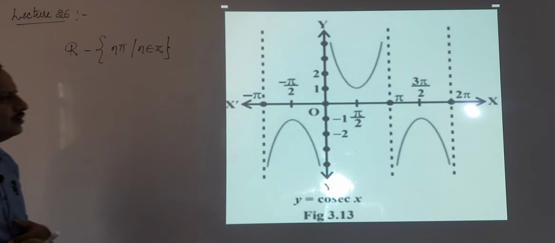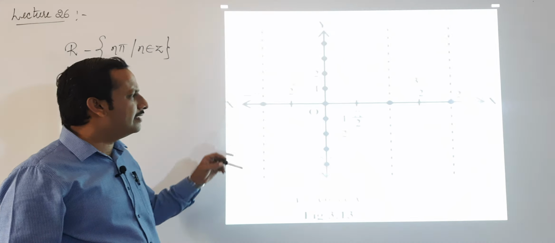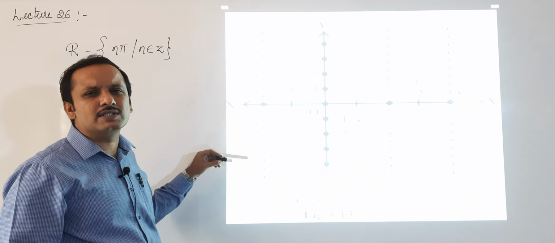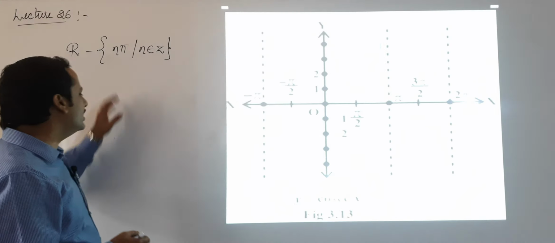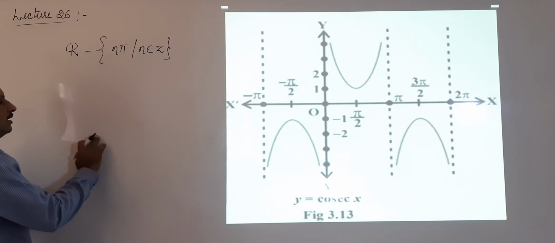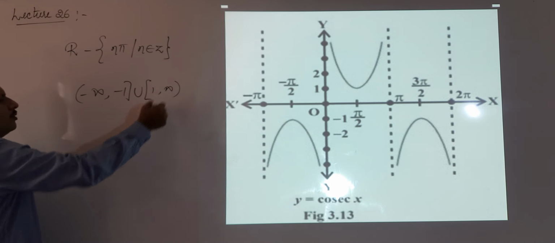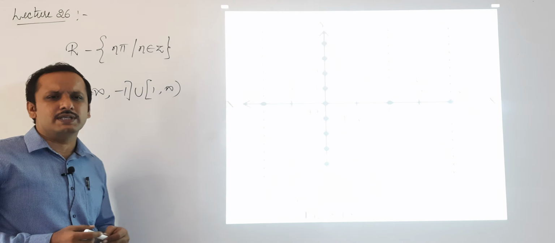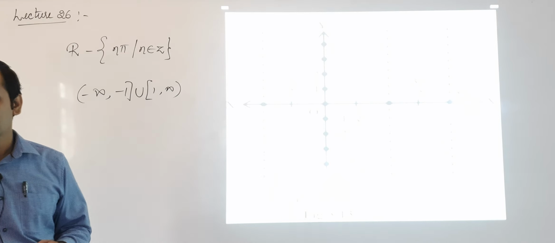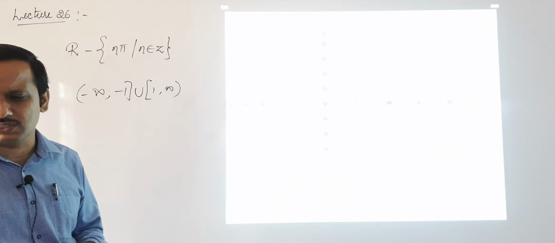Okay. And the minimum value is minus infinity, the maximum value is plus infinity. But again, just like secant x, this also does not take any value between minus 1 and 1. So this is the domain, and the range is minus infinity to minus 1 union 1 to infinity. This is the range of cosecant x. Okay. So this is about the graphs of trigonometric functions.